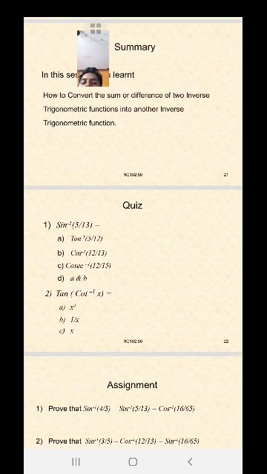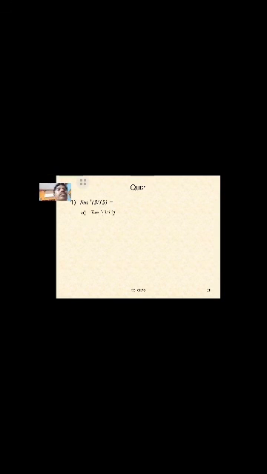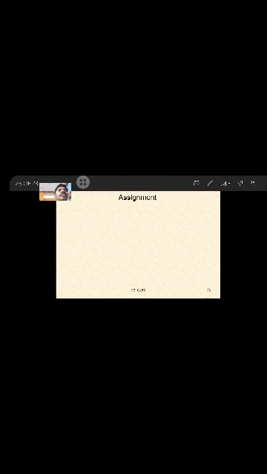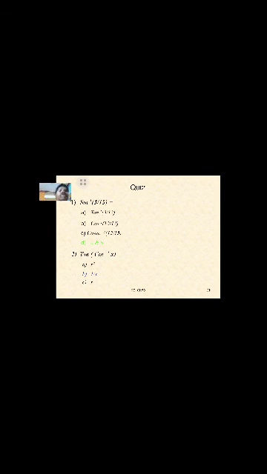And the quiz. This is based on the formulas. You can easily find the answers. So the answer is D, and the second answer is here, the second answer is not given. We can find that if cot inverse x, we can write tan inverse of 1 by x. Tan inverse gets cancelled, then the answer is B.